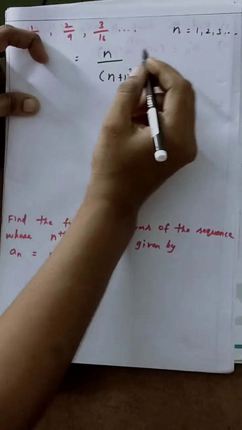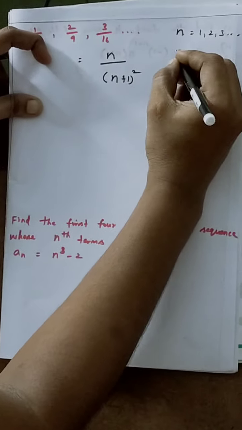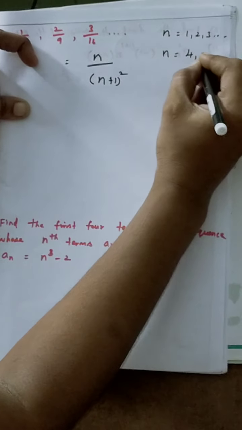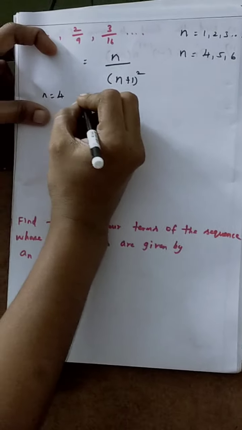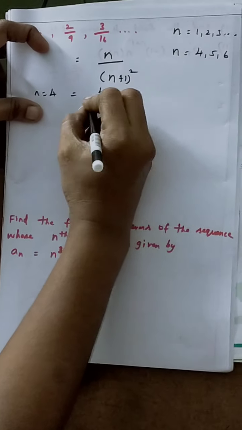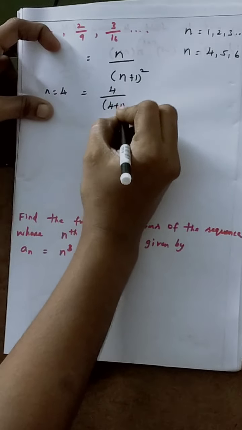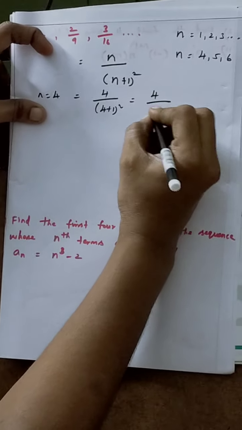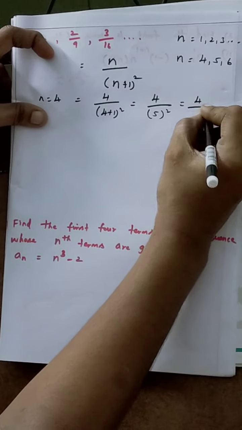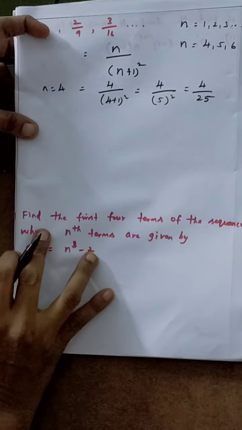So substitute the next term. n equal to, substitute the next three terms, n equal to 4, 5, 6 only. So next n equal to 4. Substitute this value: 4 divided by (4 plus 1) whole square equal to 4 by (4 plus 1 is 5) square equal to 4 by 25 is the fourth term.